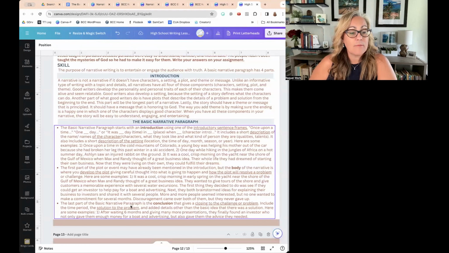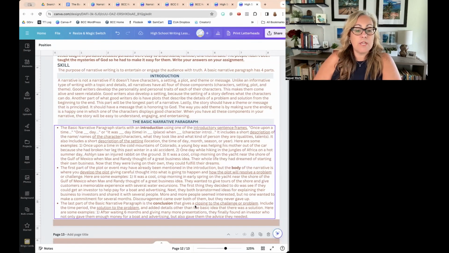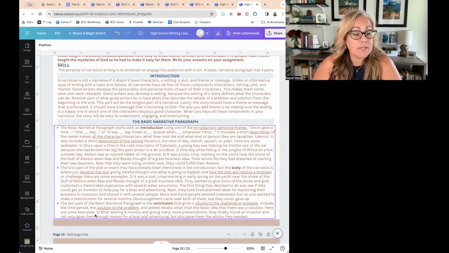So the last part of a basic narrative paragraph is the conclusion. And this conclusion gives a closing to the challenge or problem. It includes the time period, the solution to the problem, which is the most important part, and added details other than the basic idea that there was a solution. It describes exactly what the solution is. And here are some examples.